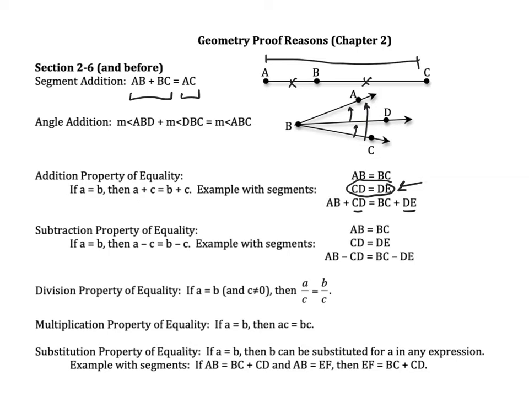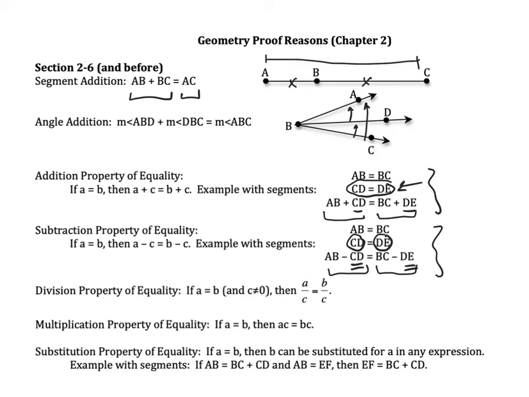Another example, subtraction property of equality, same idea. CD and DE are equal, so I'm subtracting the same thing from both sides. Okay, look at these carefully and make sure you recognize it. And notice how there are 4 segments in both cases, and we could do this with angles too.